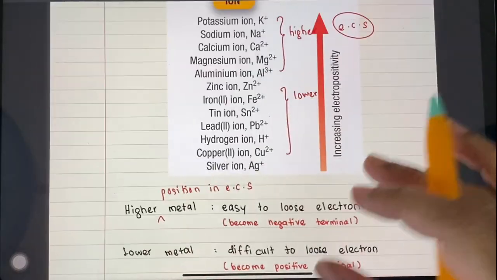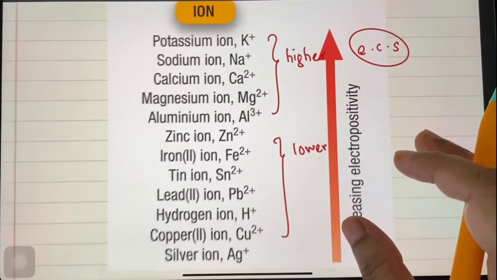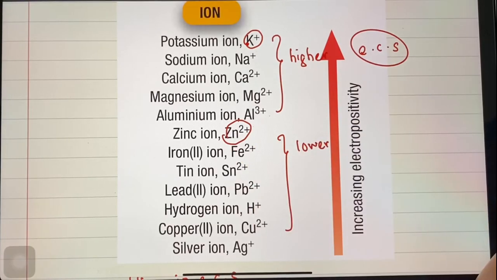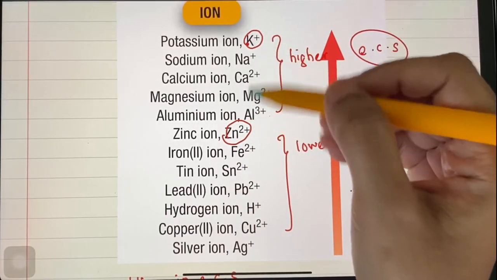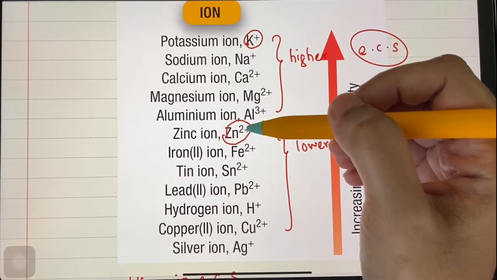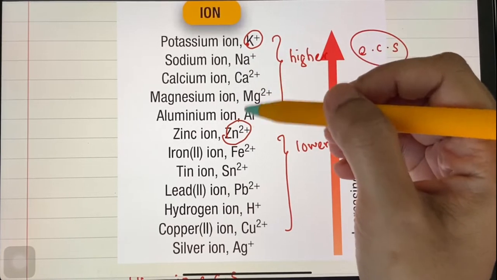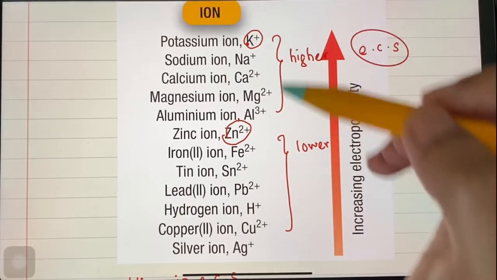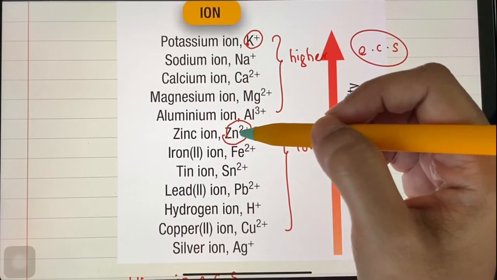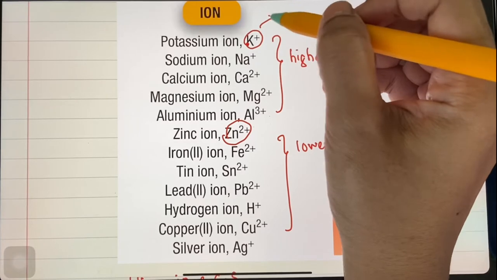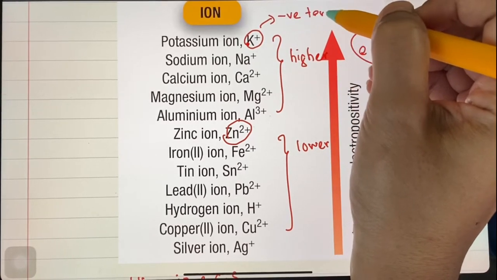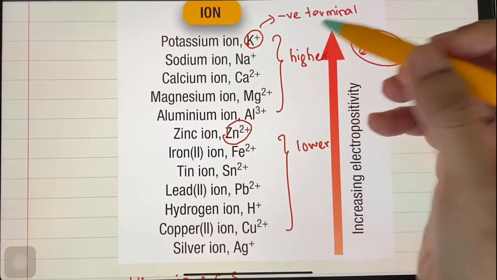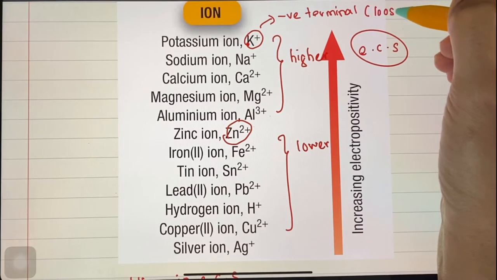So why don't we choose an example? We have potassium here and we have zinc here. Alright, I can take both metals as my electrode because number one, they are different metals. Then second thing, we have one metal at the higher position and then we have one metal at the lower position. So definitely potassium will become negative terminal. Why? Because it is at the higher position of the electrochemical series, it loses electron easily.